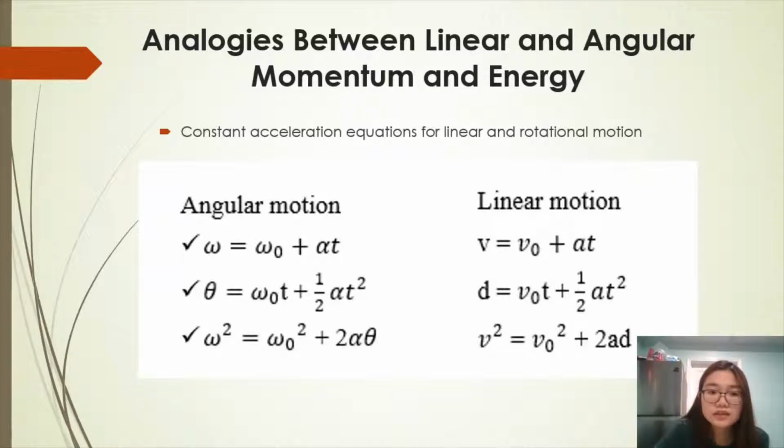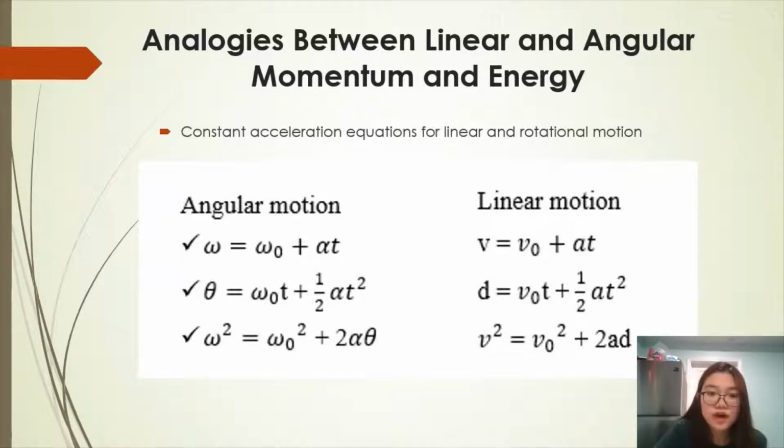Here the angular displacement, or the rotational angle, is equal to the initial angular speed times the time plus 1/2 the angular acceleration times the time squared. And in linear motion, the displacement equals the initial velocity times time plus 1/2 acceleration times time squared.